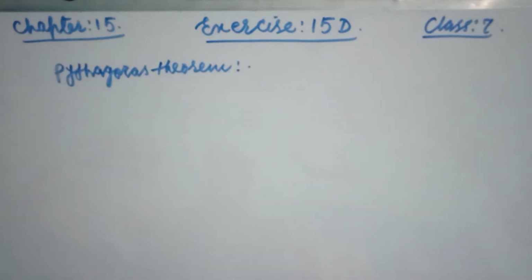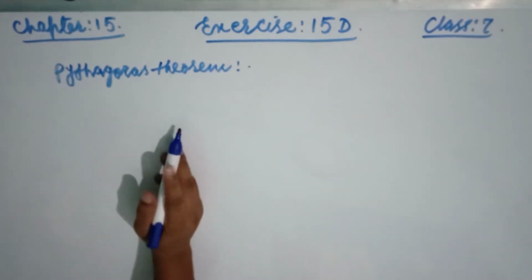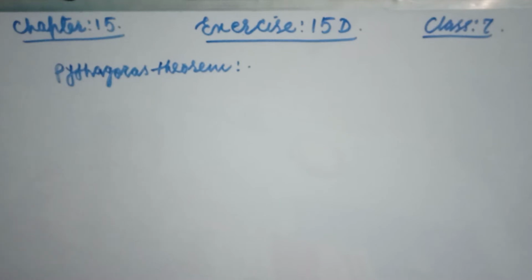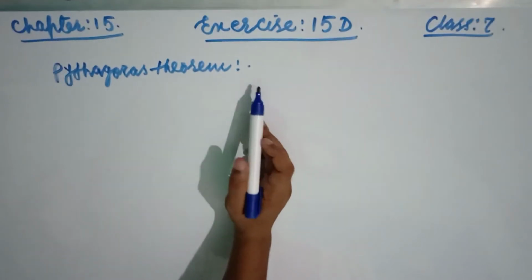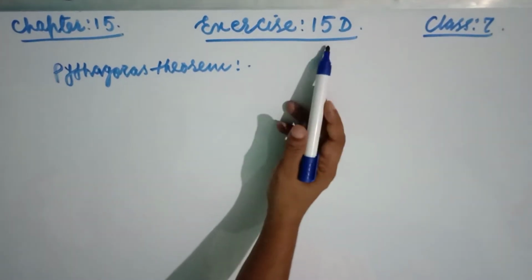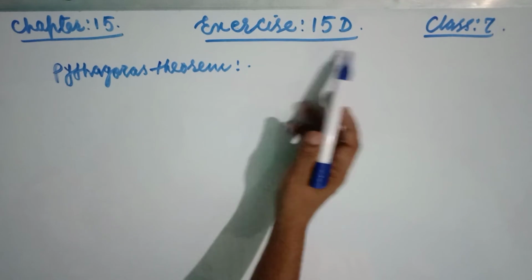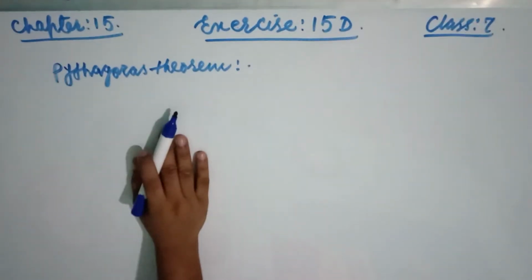Now, friends, in this video lecture, we will discuss Pythagoras theorem and some of the problems related to Pythagoras theorem. So, friends, this is chapter 15, properties of triangle. Afterwards, we will solve a couple of questions of exercise 15D. This is class 7. So now let's get started.